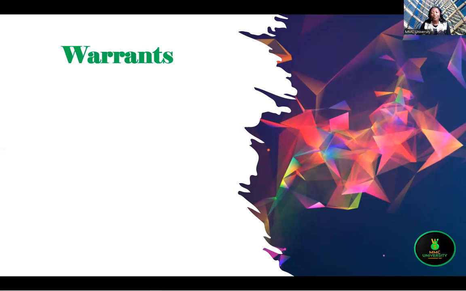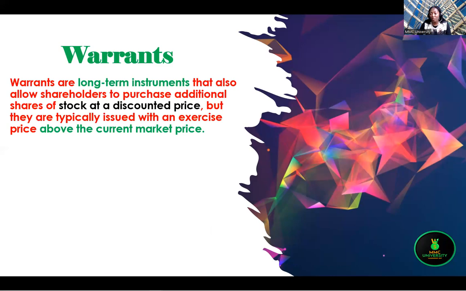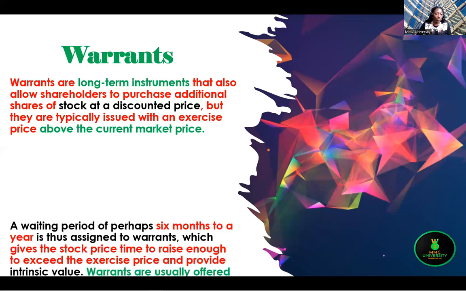We're going to differentiate a little bit between stock rights and warrants. Warrants are long-term instruments, okay? And that's the opposite of stock rights, because stock rights are short-term instruments. Normally those have a subscription period of 30 to 45 days. But warrants are long-term instruments that also allow shareholders to purchase additional shares of stock at a discounted price. But they're typically issued with an exercise price that is above the current market price, and they're expected to be exercised sometime in the future. That is why they are longer-term instruments.